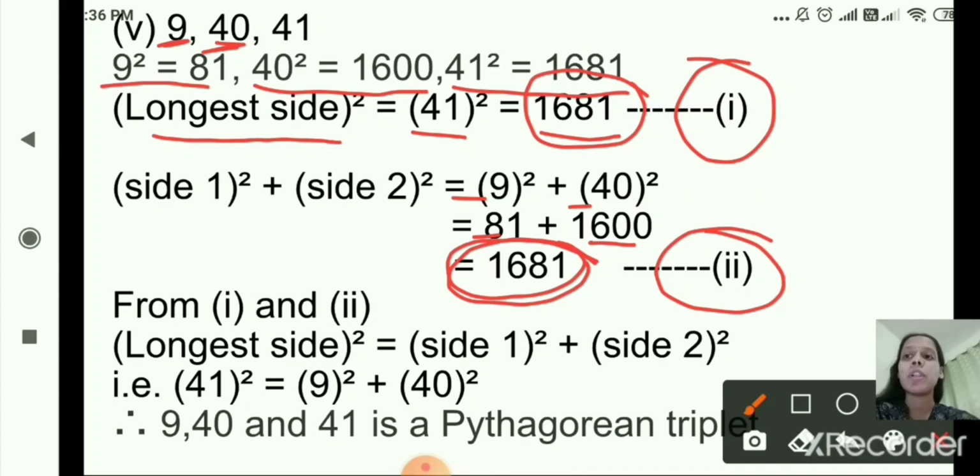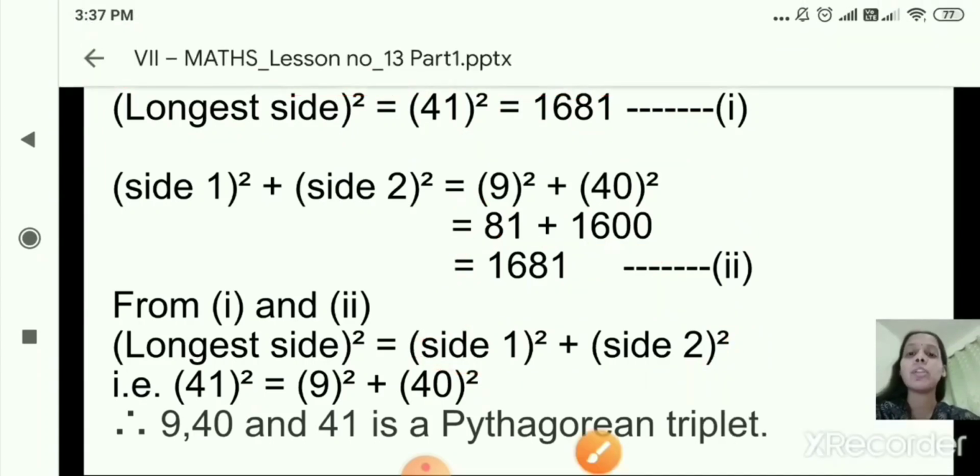So that is 41 square is equal to 9 square plus 40 square. Therefore 9, 40 and 41 is a Pythagorean triplet. Why? Because from 1 and 2 what we have got is that longest side square, meaning hypotenuse square, is equal to the sum of the squares of the other two sides, right? So because of this it is a Pythagorean triplet.